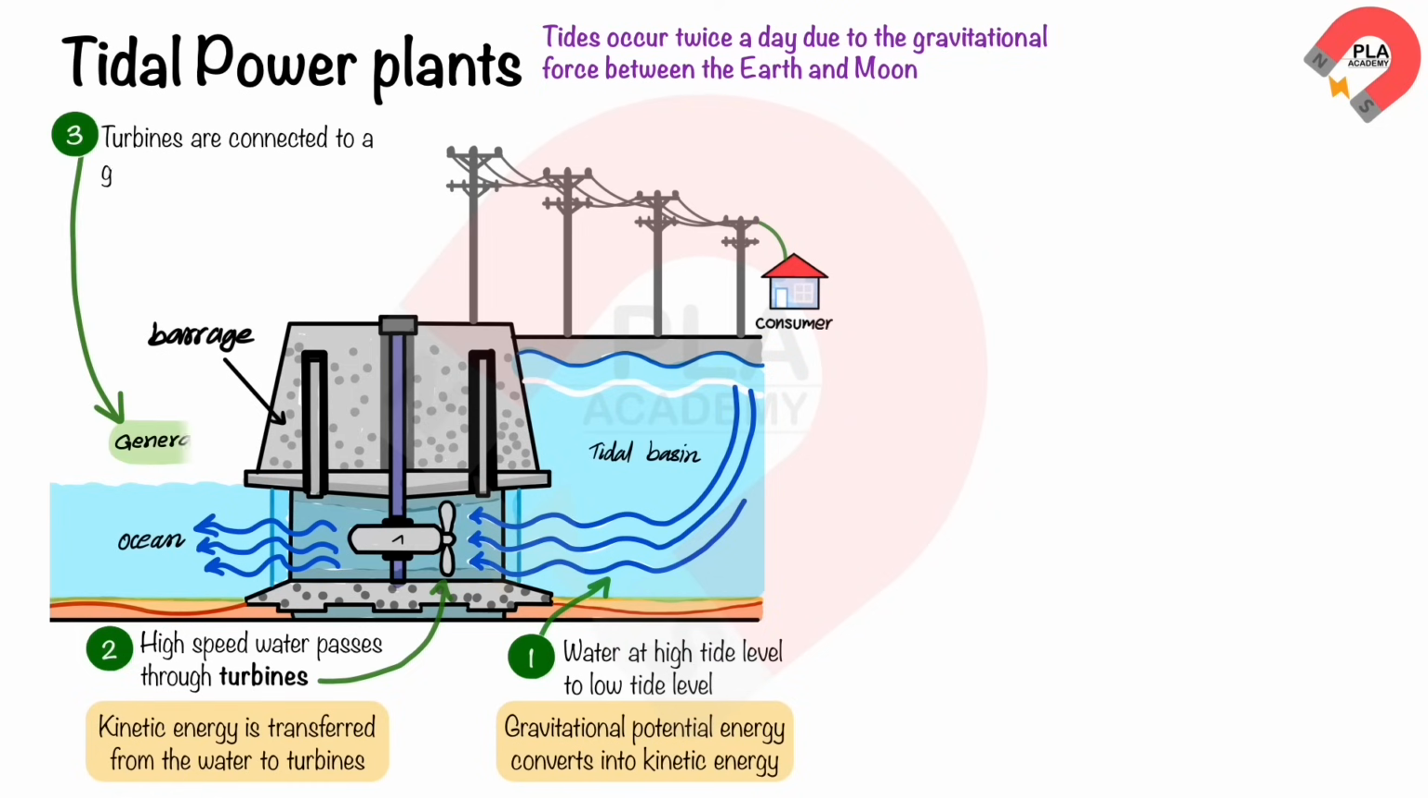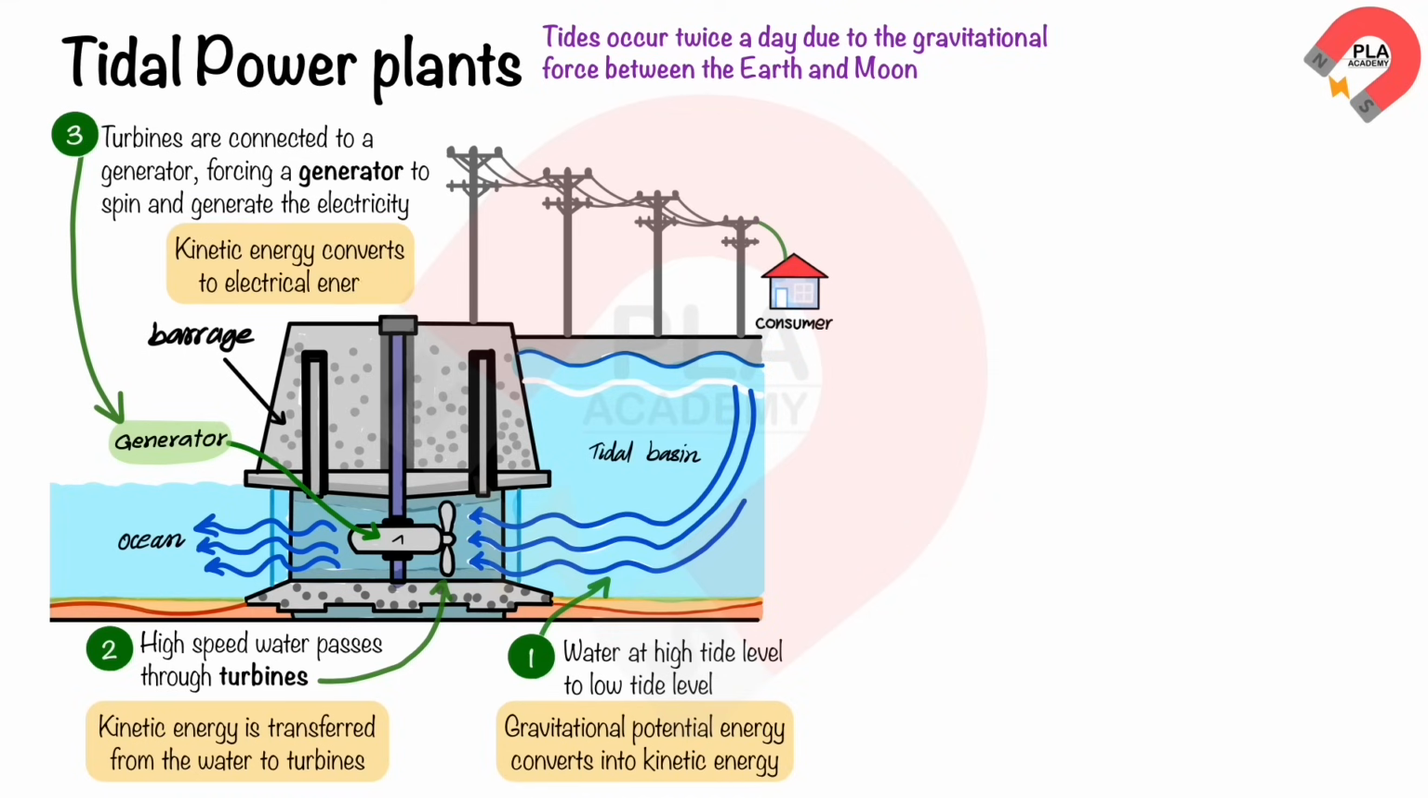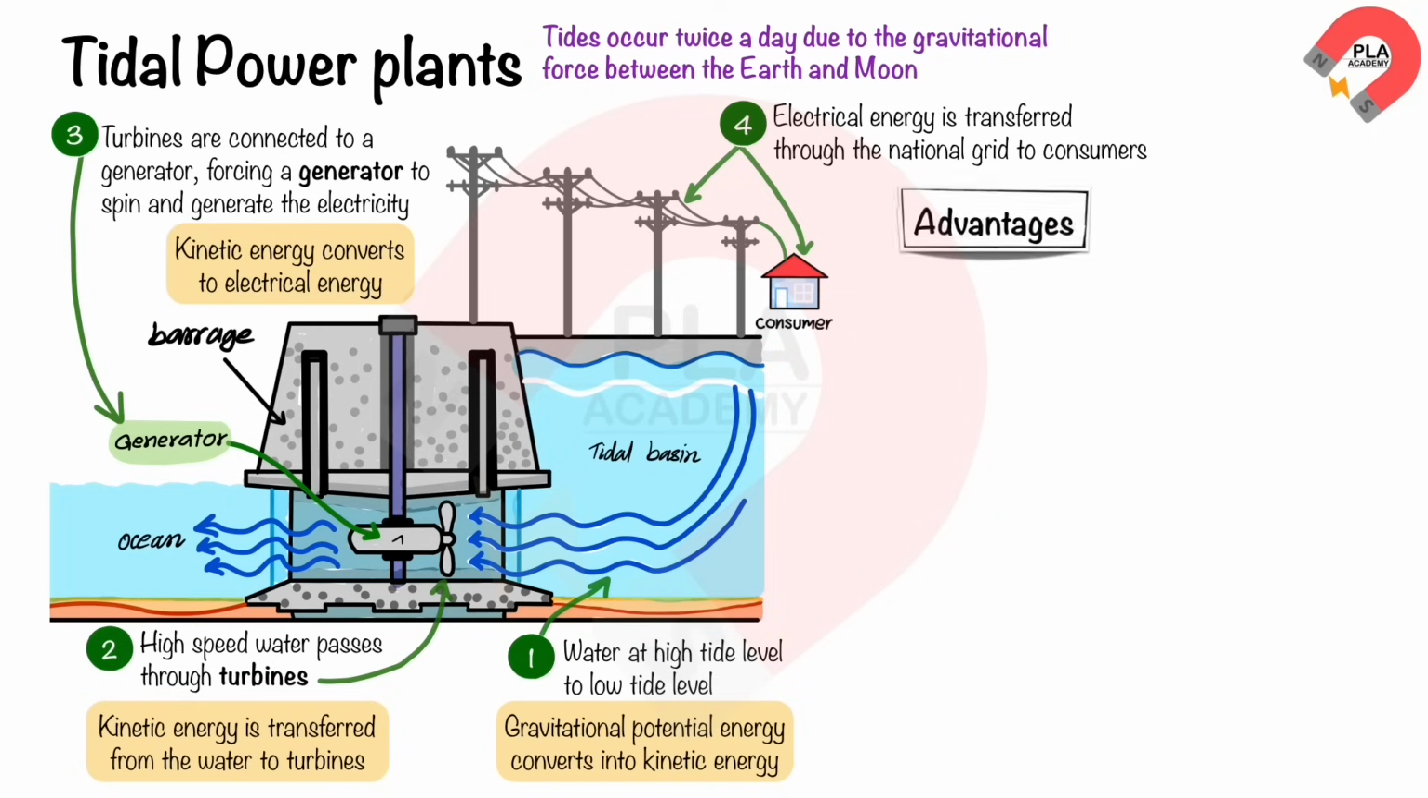The turbines are connected to a generator, which causes the generator to spin and generate electricity. This converts the kinetic energy into electrical energy. This electrical energy is then transmitted through the national grid to homes or businesses. Here are some of the advantages of tidal power plants. Renewable energy resources. Tidal energy is an infinite resource that will never run out. No greenhouse gas emissions. Tidal power plants do not produce greenhouse gases or other pollutants.